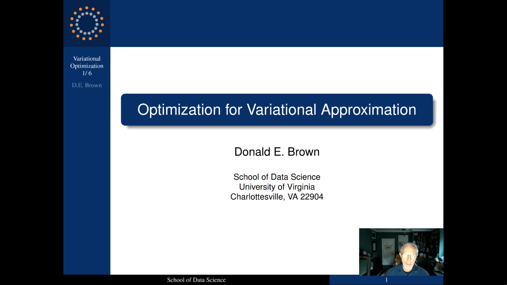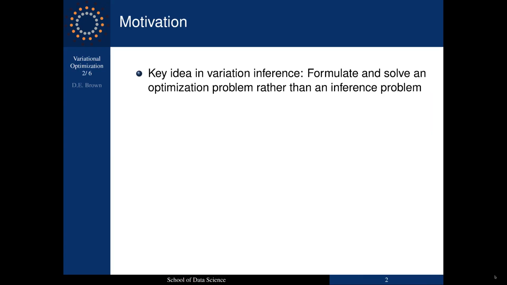So in this video lecture, we'll discuss how optimization has been implemented for variational approximation in a number of different ways, and we will also look at examples of how these approaches have been used for some example problems. So as we've seen from our previous video lectures, one of the key ideas behind variational approximation is that we are solving an optimization problem.